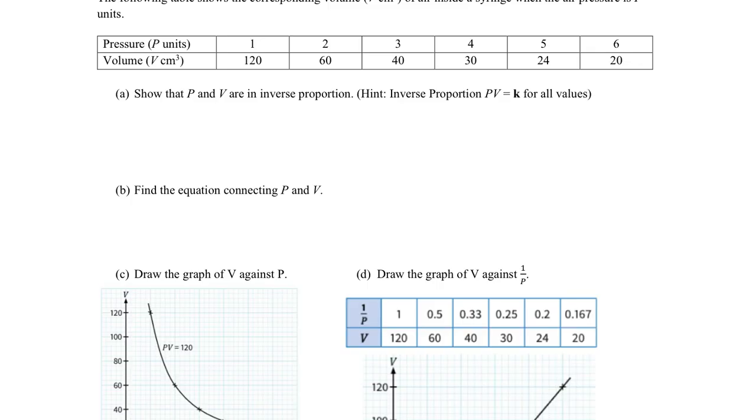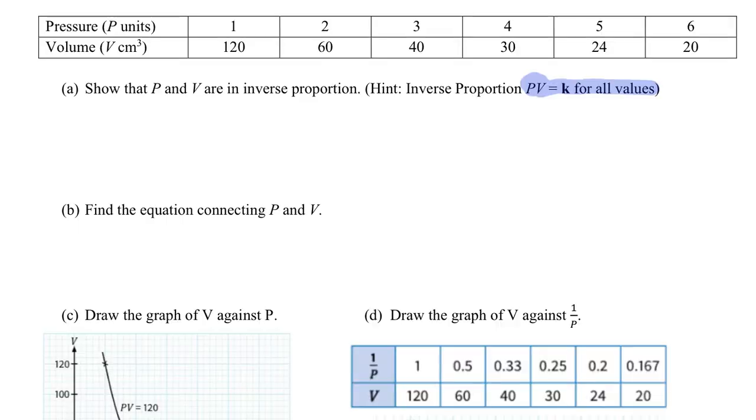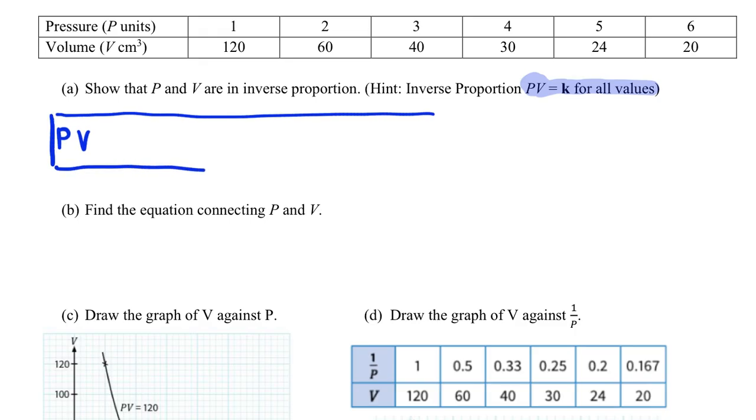So for this part of the question then, I will need to calculate the values of PV, because the hint is as well here. If P times V equals K for all values, it is inverse proportion. Okay, so in order to show that, let me zoom in a little bit bigger so that I could make it neater. So PV.